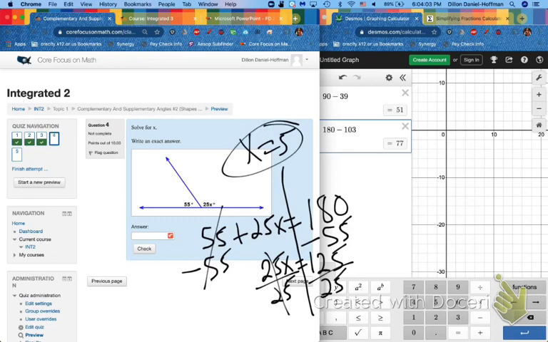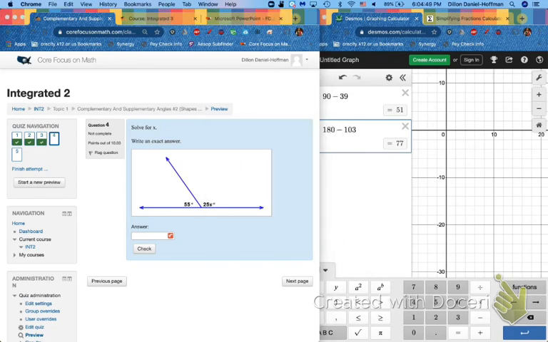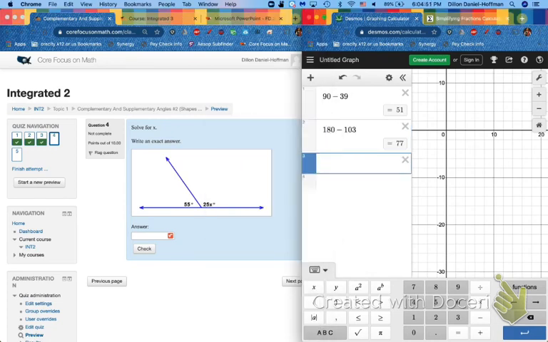Now I want to show you something real quick. One of the reasons I love algebra so much is that you can always check it. So I know that these are supposed to add to 180 because they're on the same line. So if I do 55 plus 25, and I'm going to plug in what I thought x was, which is 5, so I stick in a 5 there. And look, it equals 180 perfectly. So I know that my answer of 5 is correct.